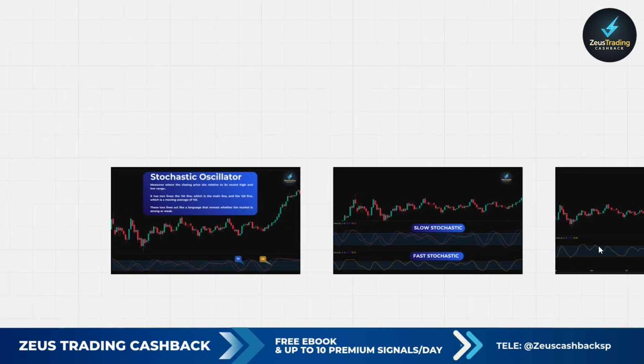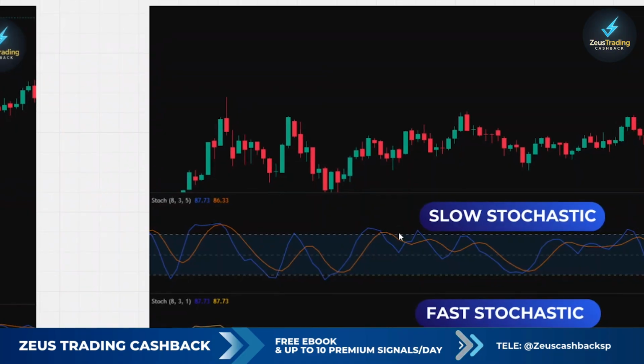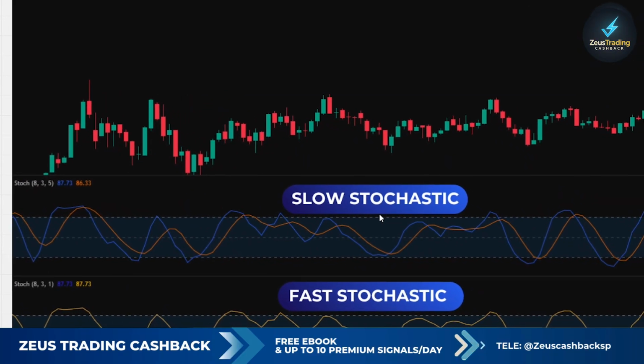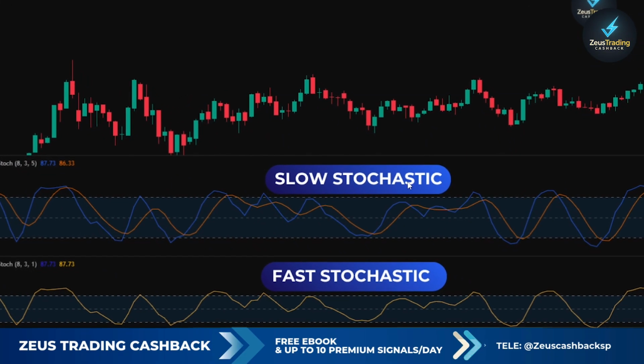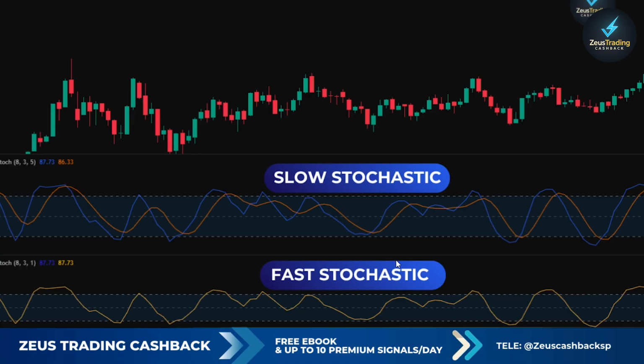There are two versions most traders know about. The fast stochastic reacts quickly and throws out many signals, but it comes with plenty of noise and false triggers. To deal with that, the slow stochastic was created, smoothing out the signals and filtering unnecessary noise. This is why the slow version has become the standard for professional traders.